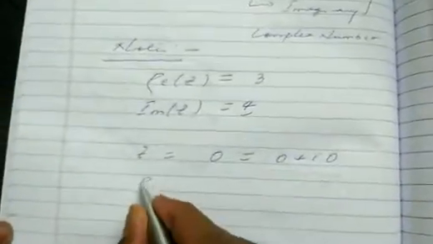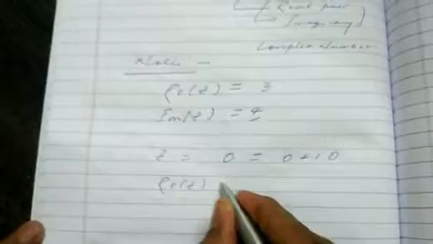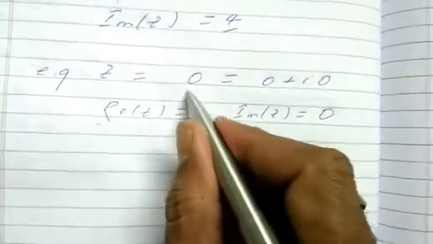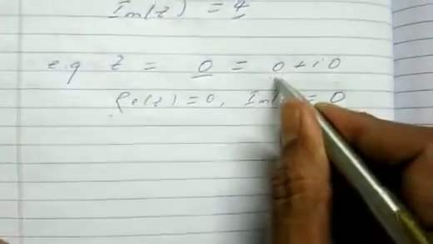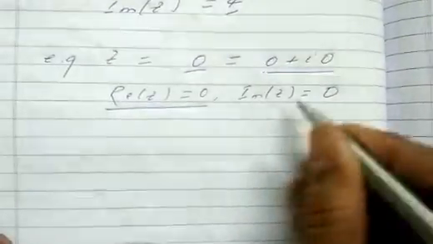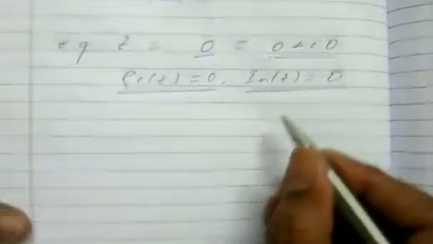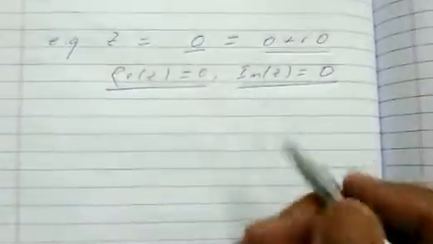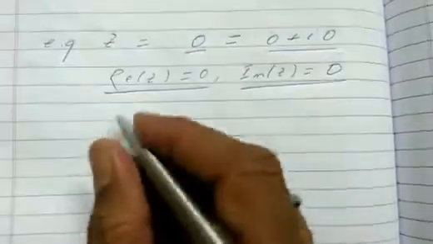Here Re of z is equal to 0 and Im of z is equal to 0. The example is also z, we can write z is equal to 0. 0 can be reflected as a complex number, this 0 plus iota 0. Here the real part of z is 0 and the imaginary part of z is equal to 0. So 0 can be treated as a complex as well as a real number. In both ways we can think about that.